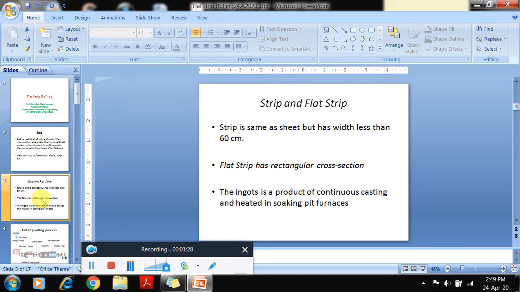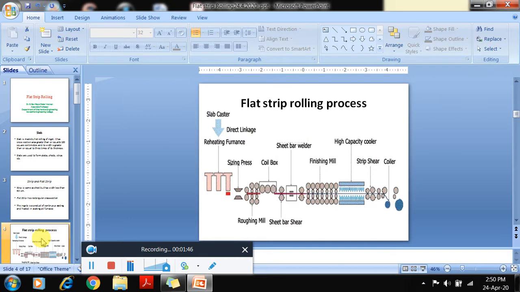The ingot is a product of continuous casting and heated in soaking pit furnace. Strips we are using in the packing industry, automotive industry, electrical industry, and so on. Here, you can see how we are producing the flat strip. In flat strip rolling process, slab is the input.